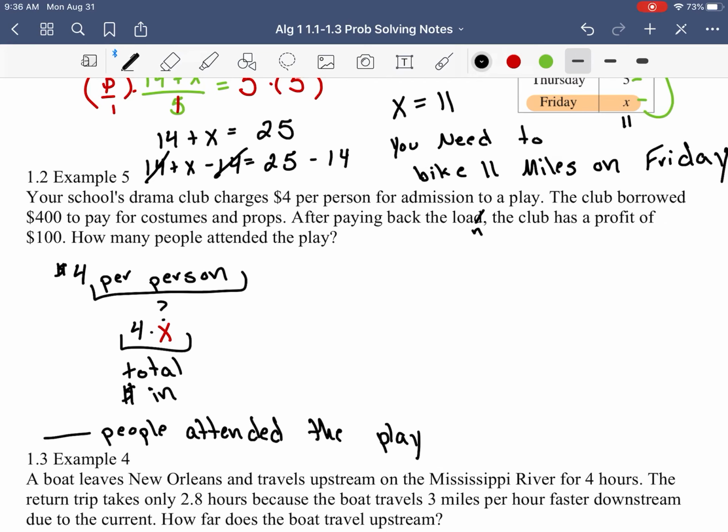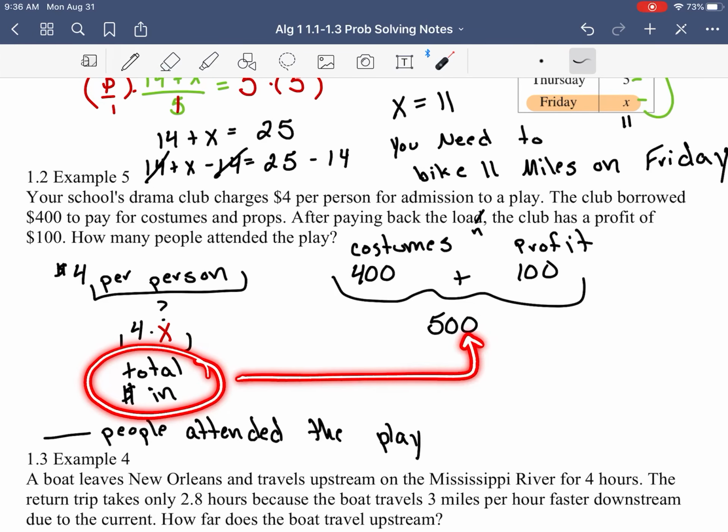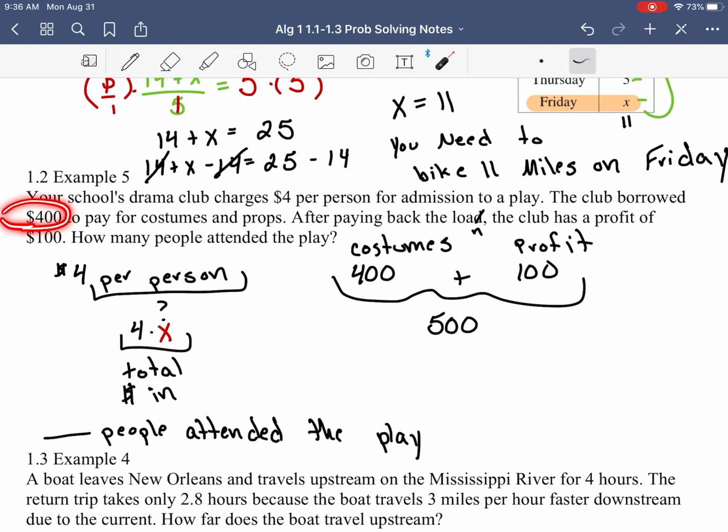Okay, and then we borrowed $400 to pay for costumes. So this money coming in has to pay for our $400 for costumes, plus an additional $100 profit. So I can tell from that we actually made $500. So the total amount of money that we had coming in has to be $500. The $400 for the costumes and props and the $100 profits.